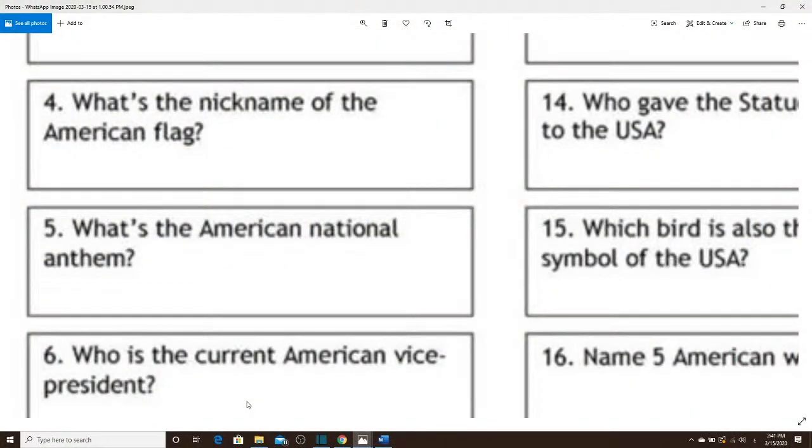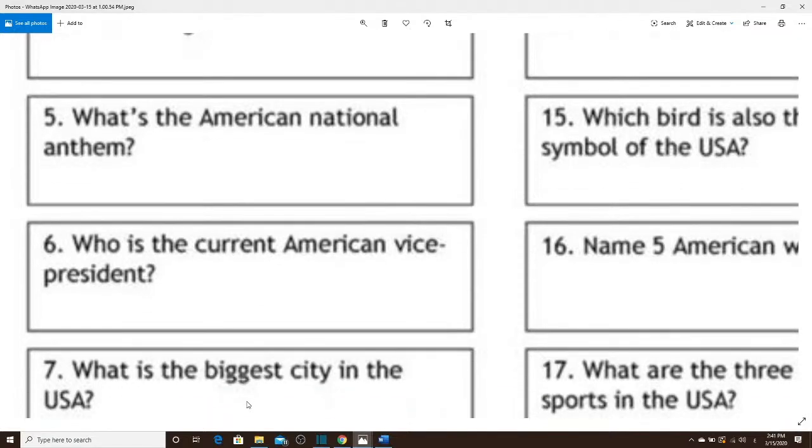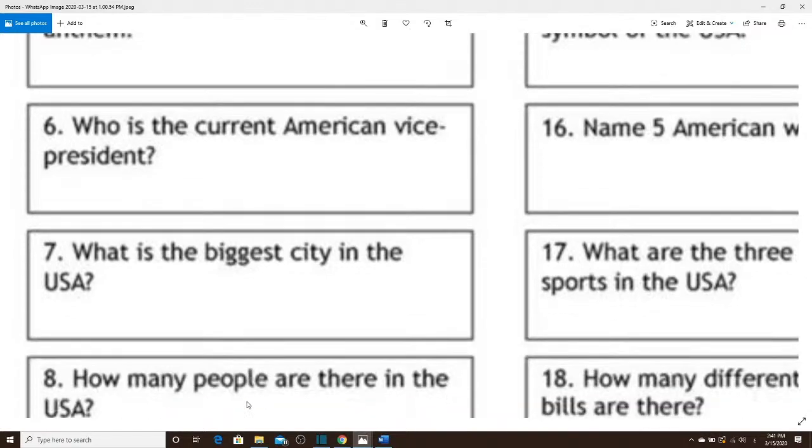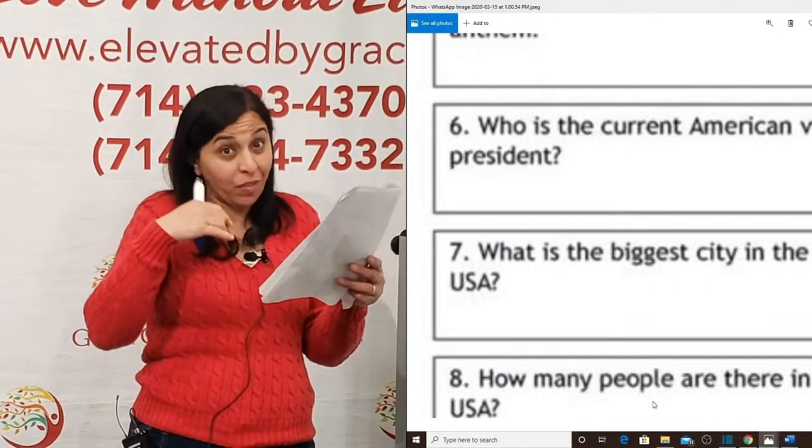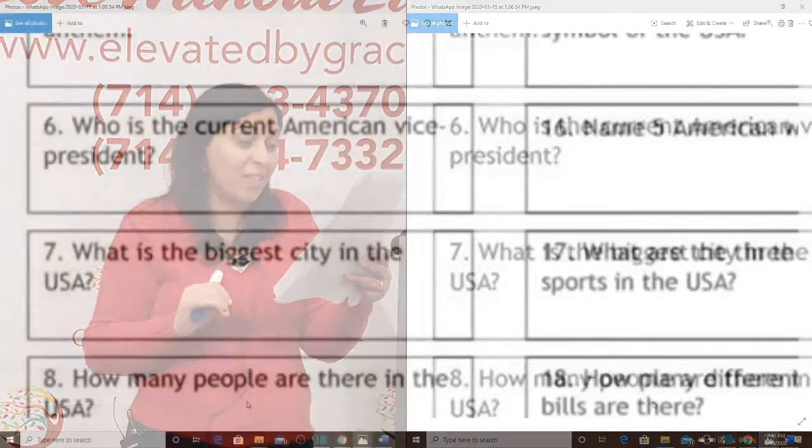Number six, who's the current American vice president? Seven, what's the biggest city in the USA? Not the biggest state, that's question number three. Now the biggest city. It's not required to be in the biggest state, but it's the biggest city, the most crowded one, the one with the skyscrapers. I give you the answer.